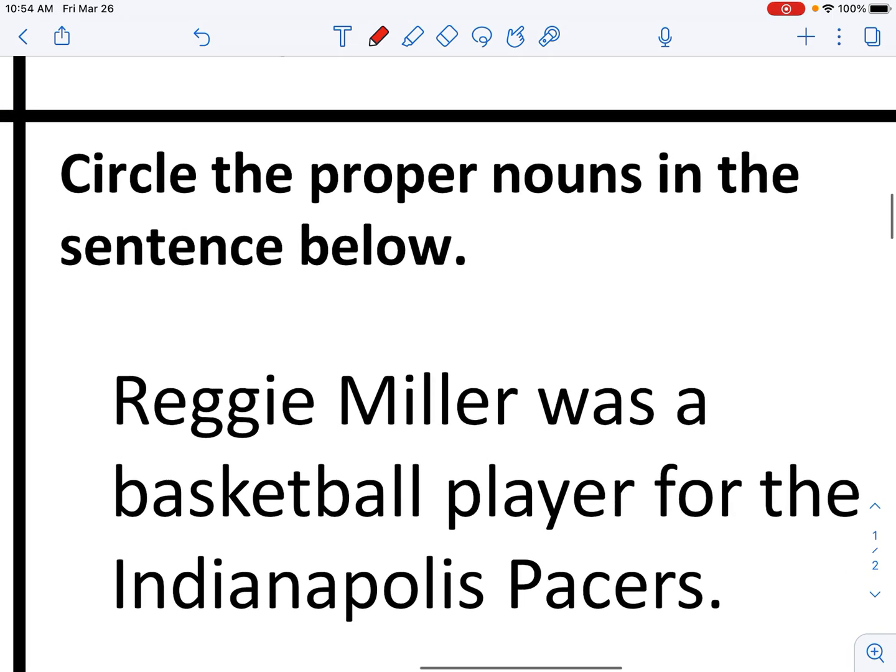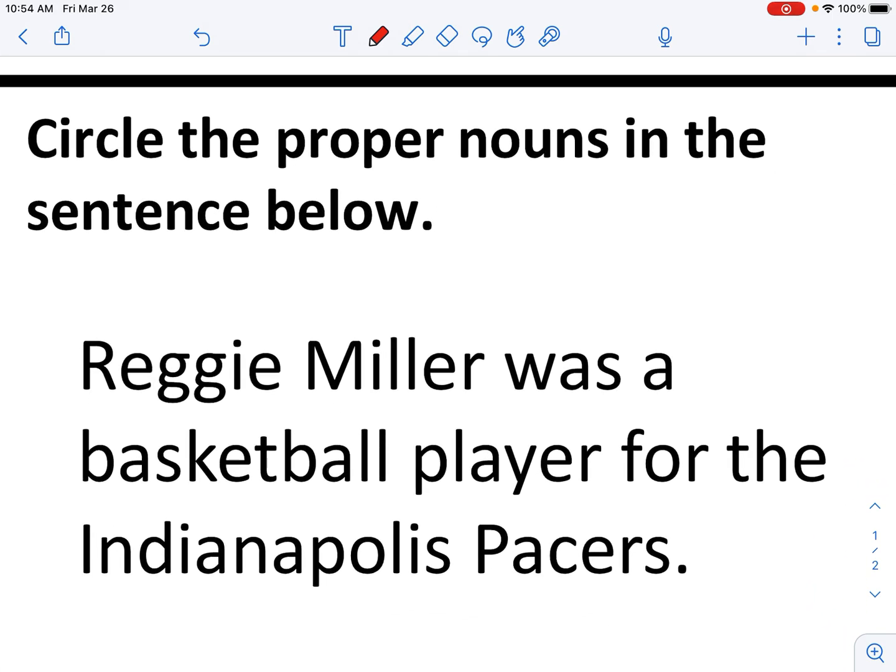Circle the proper nouns in the sentence below. Proper nouns are specific nouns. They're always capitalized. They're usually names of places, people, or things. Reggie Miller was a basketball player for the Indianapolis Pacers.